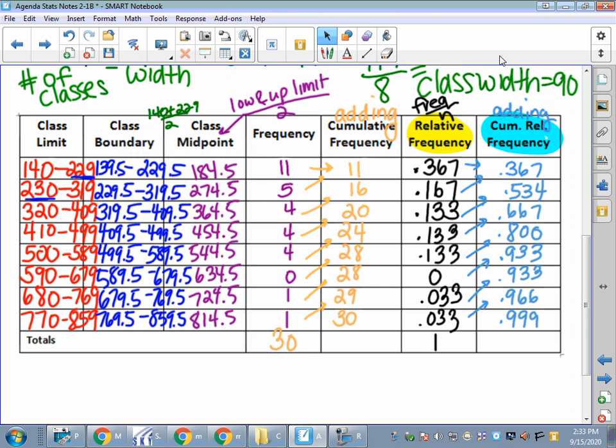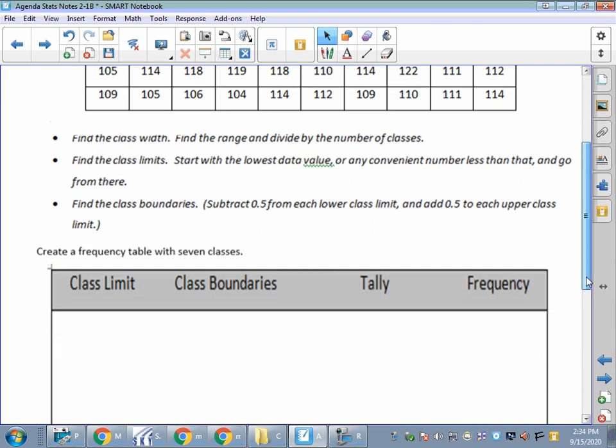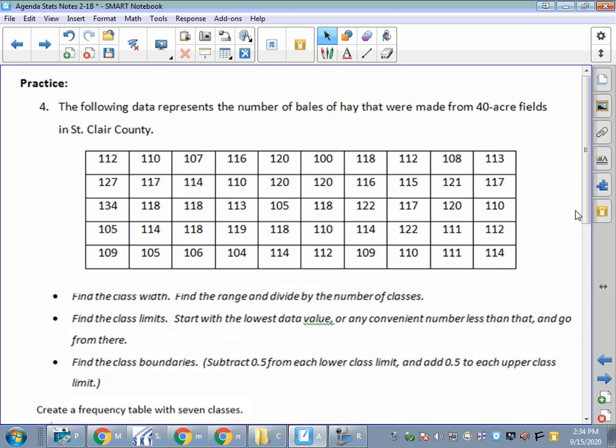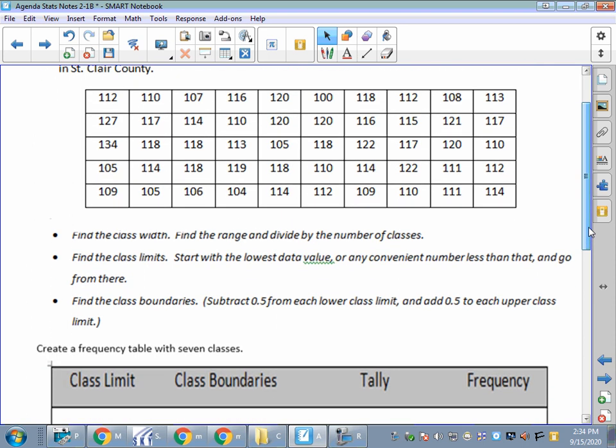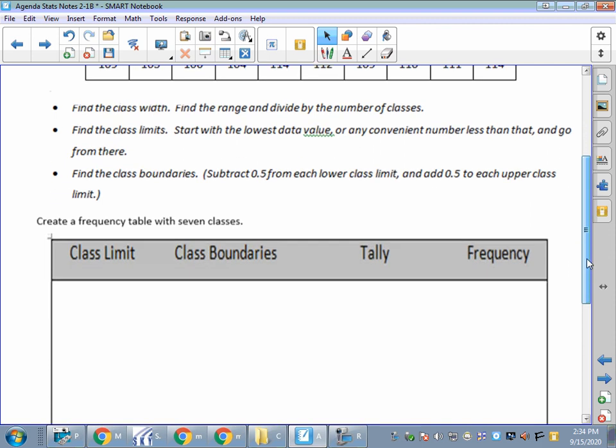So there's a lot of business going on here with this relative frequency table. It's easy, you just have to keep track of everything. And we talked about a ton of stuff. I know I got words everywhere on the board. So let's go to, how about if you do this one? The following data represents the number of bales of hay that were made in 40-acre fields across St. Clair County. So then I've got a bunch of stuff down here. I've got the data, find the class width, find the range. I'm telling you how to do everything. And then I've got a table.